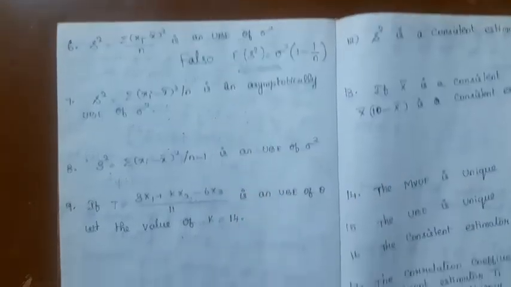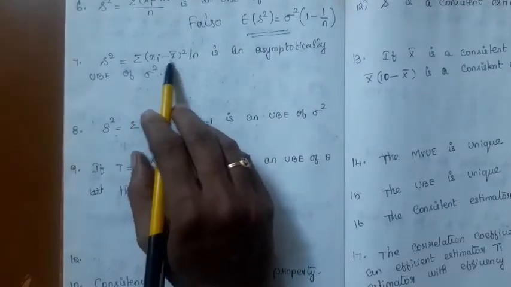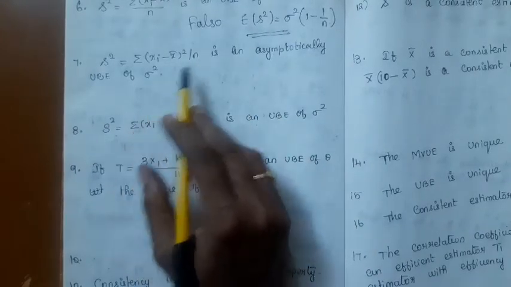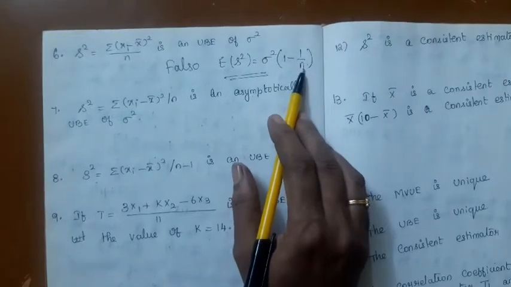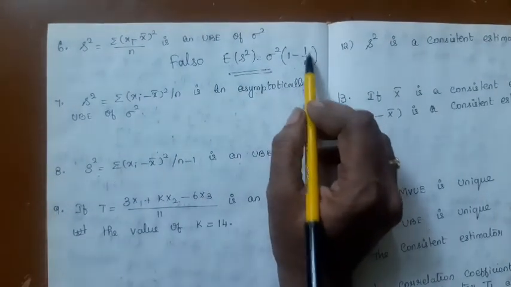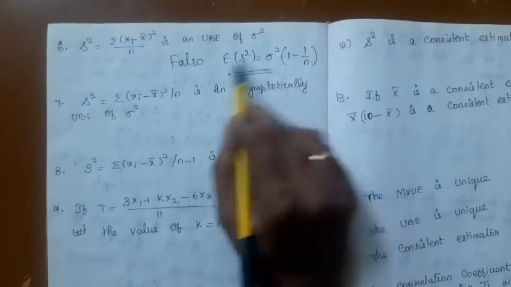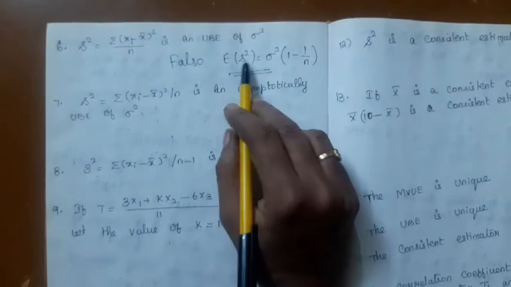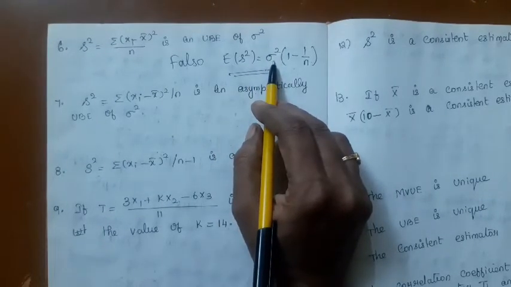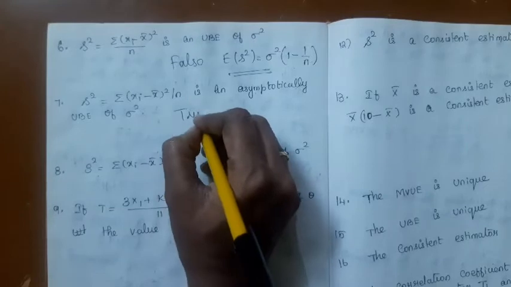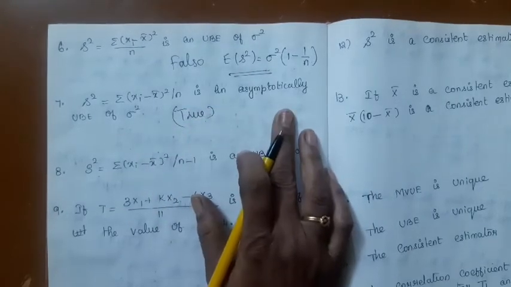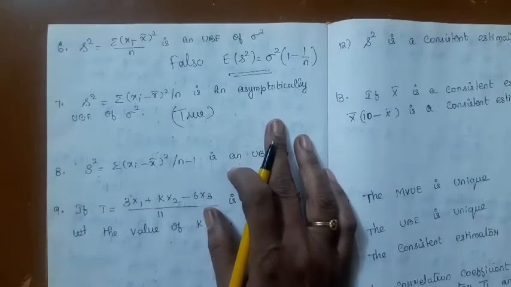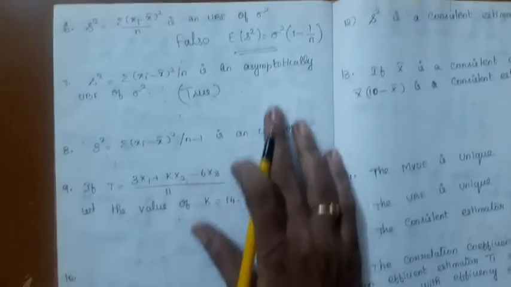Remember this point. And s square equal to summation xi minus x bar the whole square by n is an asymptotically unbiased estimator of sigma square. Now let us check. Put n equal to infinity. When n goes to infinity, 1 by infinity becomes 0 and you get sigma square. So when n tends to infinity, this s square is an unbiased estimator of sigma square. So the statement is true. S square is asymptotically unbiased. Ordinarily it is not unbiased, but on the condition that n tends to infinity, you get sigma square.